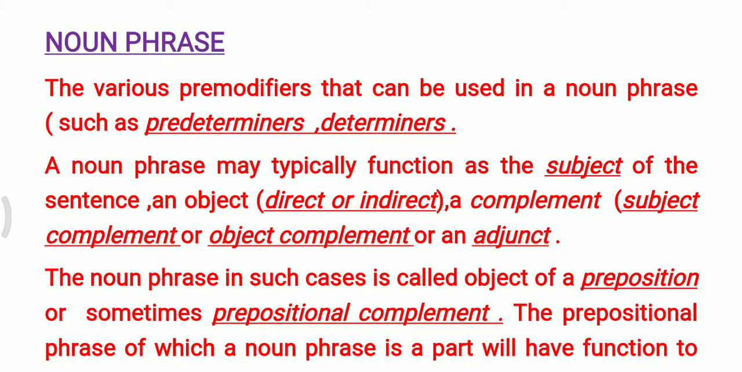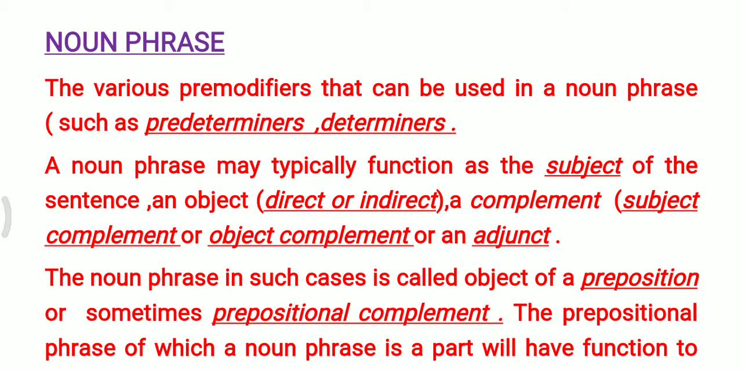For example, he gave me a book. He gave me a book. Here me is one of the objects, and a book is another object. So here a complement, either subject complement or object complement, or an adjective. All these come under noun phrase.